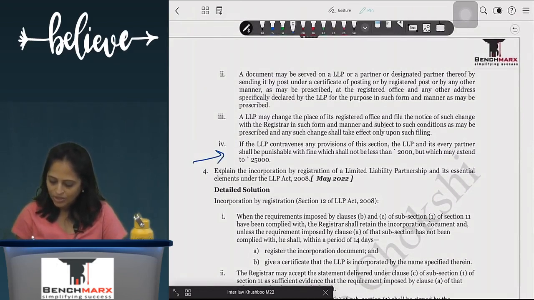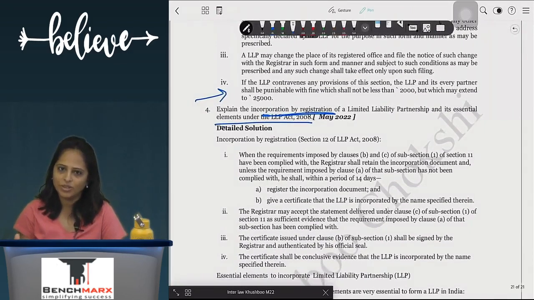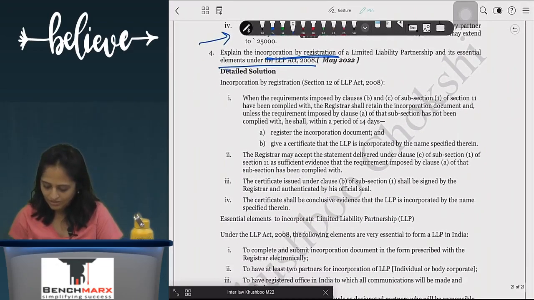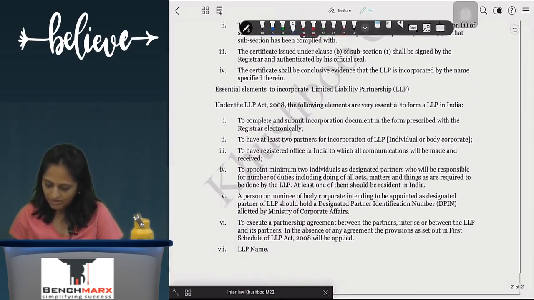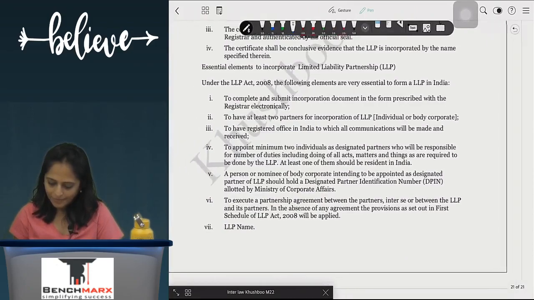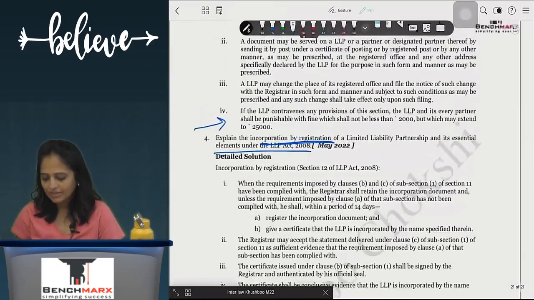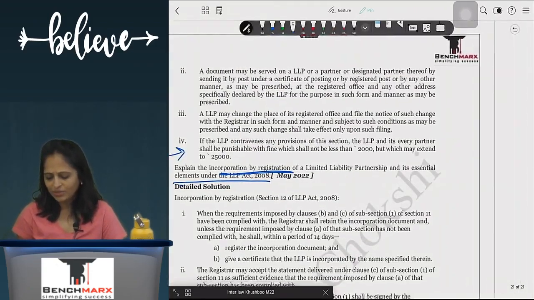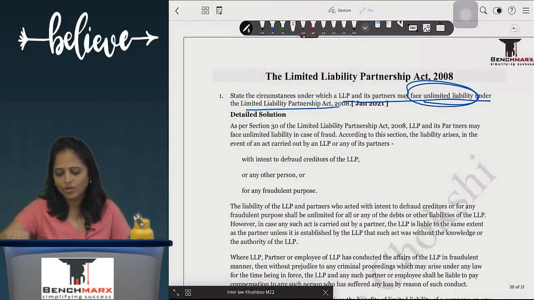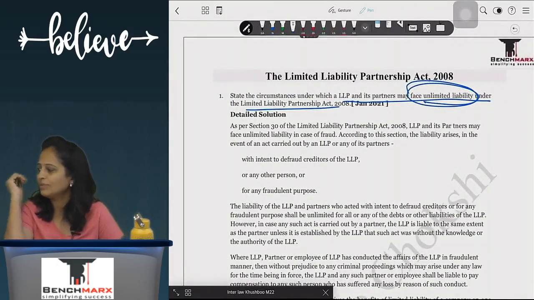Explain the incorporation by registration of LLP and its essential elements under the LLP Act. So basically incorporation, what is the process? Name approval करने का, LLP agreement देने का, consent of designated partners देने का, that is it, and then you will get the certificate of incorporation. Okay, that is it. So May 22 तक का है, ठीक है. Broadly you've got an idea of what kind of questions will be asked in LLP.